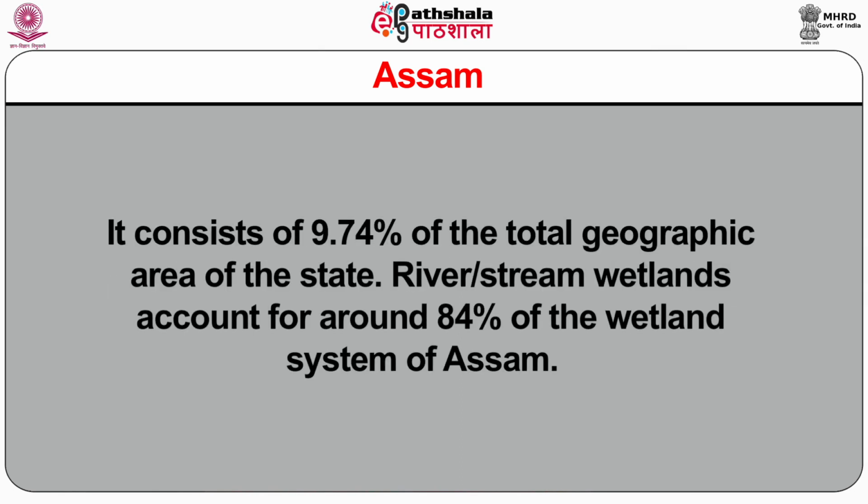It consists of 9.74% of the total geographic area of the state. River wetlands account for around 84% of the wetland system of Assam. There are 3,513 recognized wetlands in total and a number of ponds, small and big in size, owned by fisheries farmers. The following tanks are also considered important in addition to the identified wetlands in the state.